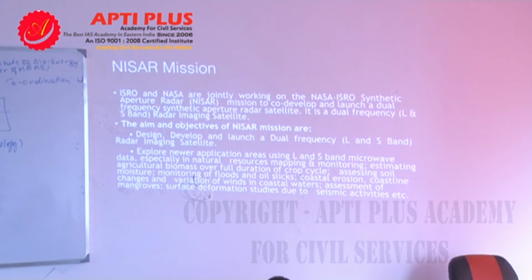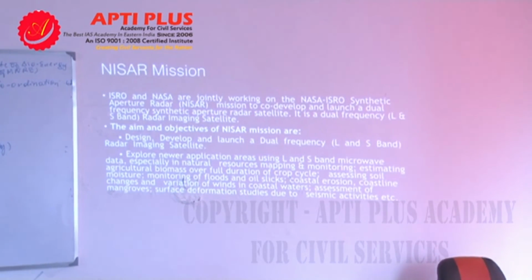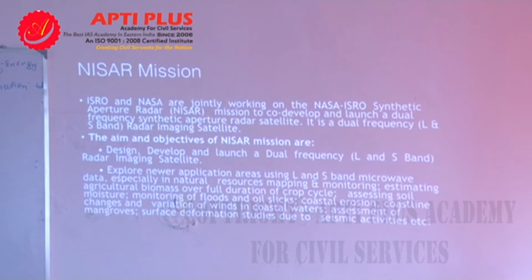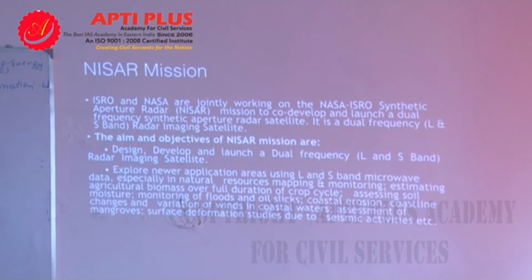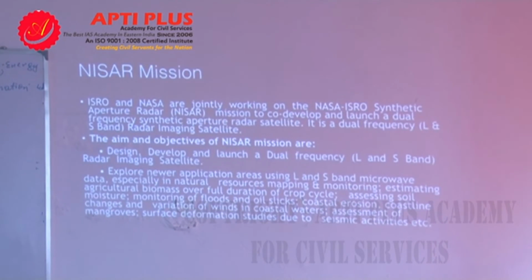Where could you get a question? NISAR mission. NASA ISRO Synthetic Aperture Radar. Right? ISRO and NASA collaborate together to study earthquakes, landslides, avalanches, forest fires, changes in ecosystem patterns, melting of glaciers. First time we are going to have this kind of satellite. Now this is what comes here. The aim and objective: the NISAR mission is a dual frequency, L band and S band, radar imaging satellite. It will carry radar, which will do the imaging of the Earth's surface. And this one is for natural resources.